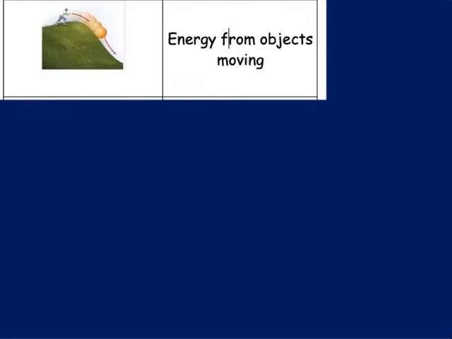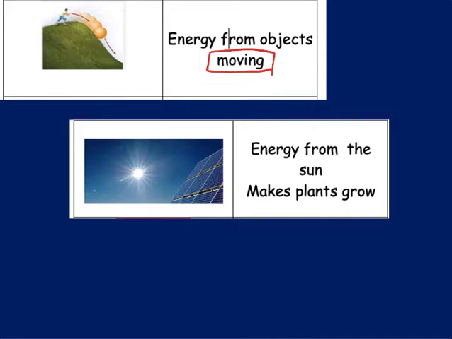So the next one then is energy from objects that are moving. And again, there is a posh word to describe moving energy. So straight away that fits into the moving energy category, but what's the word to describe energy that's moving? The next one then is energy from the sun, and it obviously will make plants grow. So is that moving energy or is it stored energy?